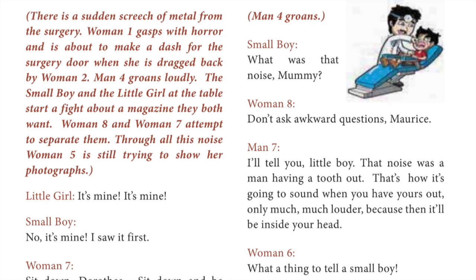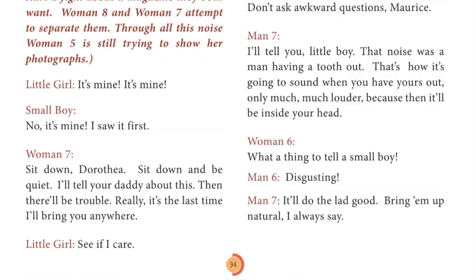The small boy and the little girl at the table start a fight about a magazine they both want. Woman 8 and Woman 7 attempt to separate them through all this noise. Woman 5 is still trying to show her photographs. Small boy: It's mine. Little girl: No, it's mine. I saw it first. Woman 7: Sit down, Dorothea. Sit down. Be quiet. I will tell your daddy about this. Then there will be trouble. Really, it is the last time I will bring you anywhere.